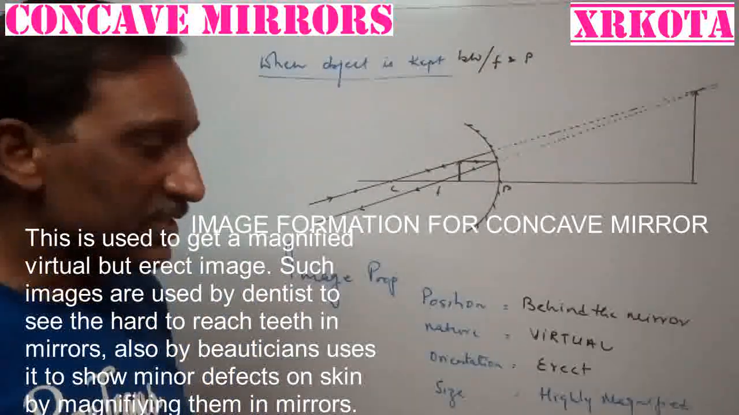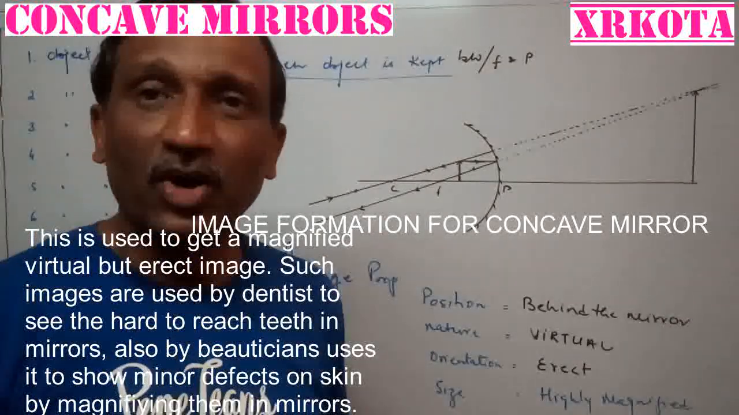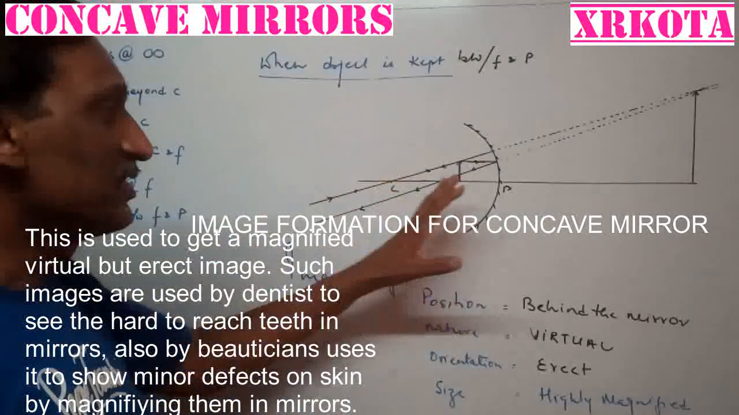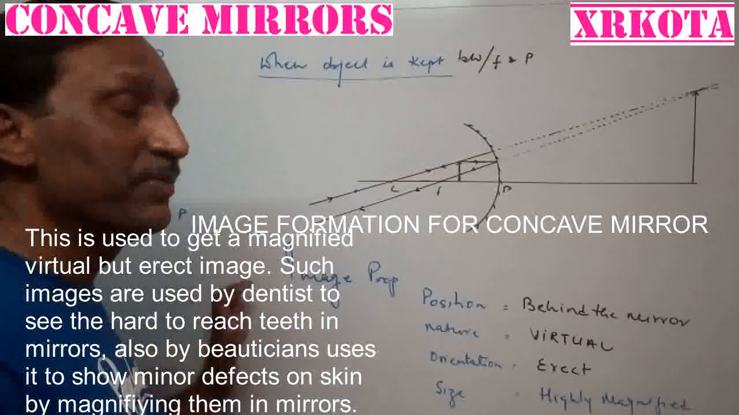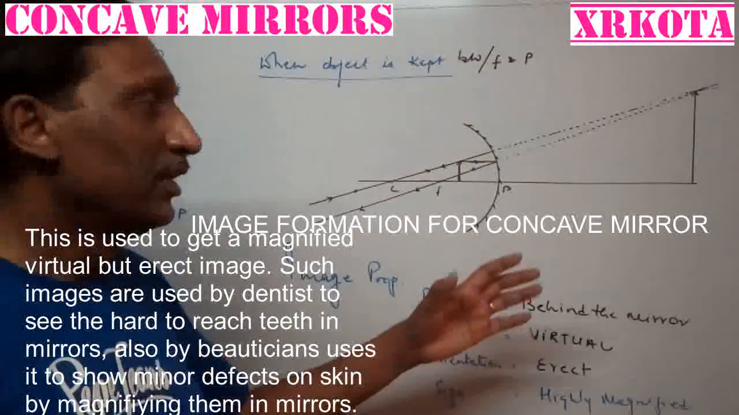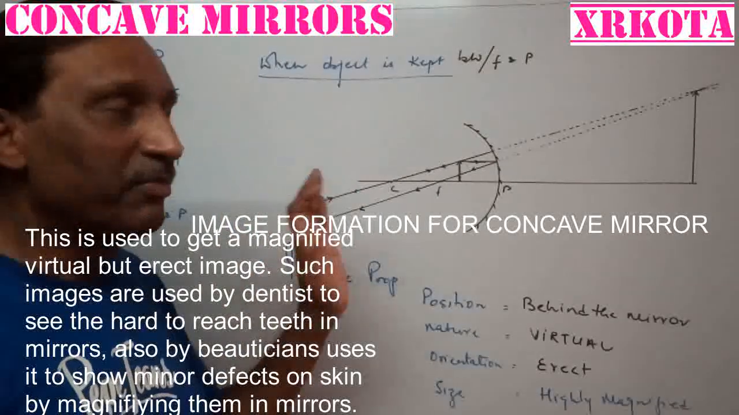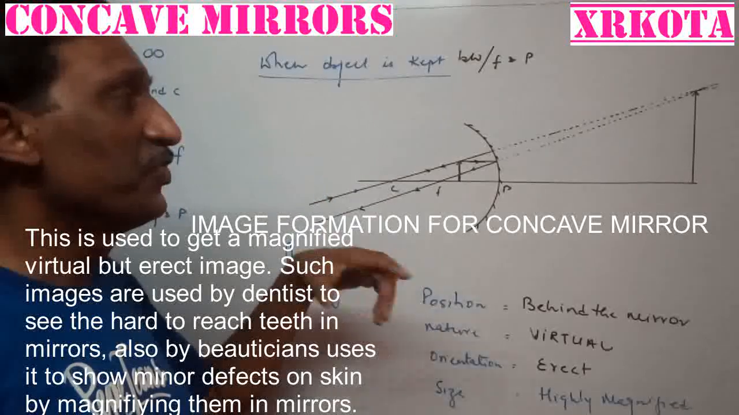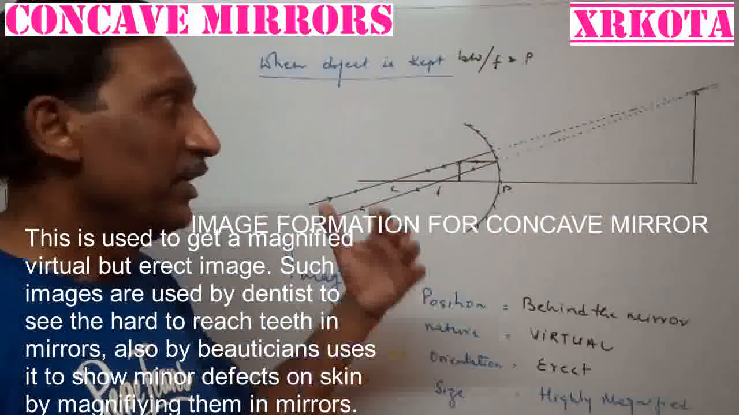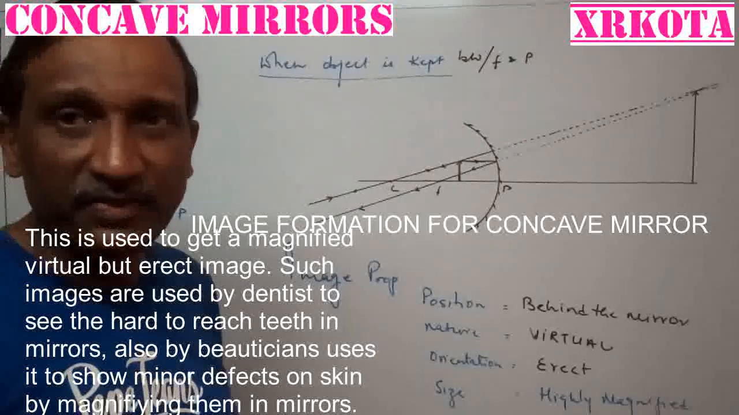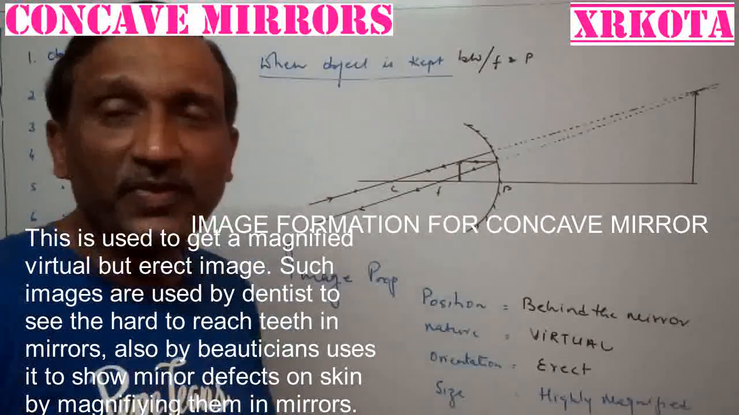So this is an extremely different form of image formation. In all the rest of the image formations we have studied, the image was forming in front of the mirror and it was inverted. But this is the only case where the image is formed behind the mirror, it is virtual, it is direct, and it is magnified. So it is very important and a very often asked question.